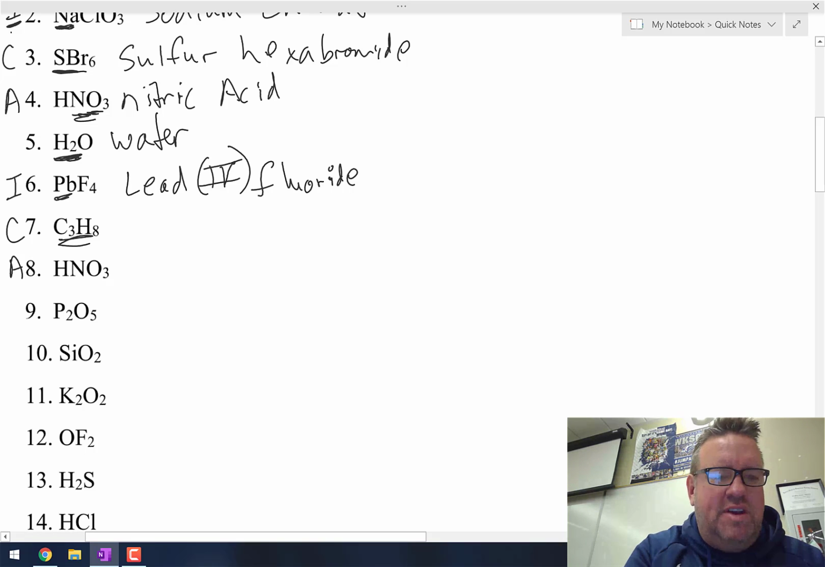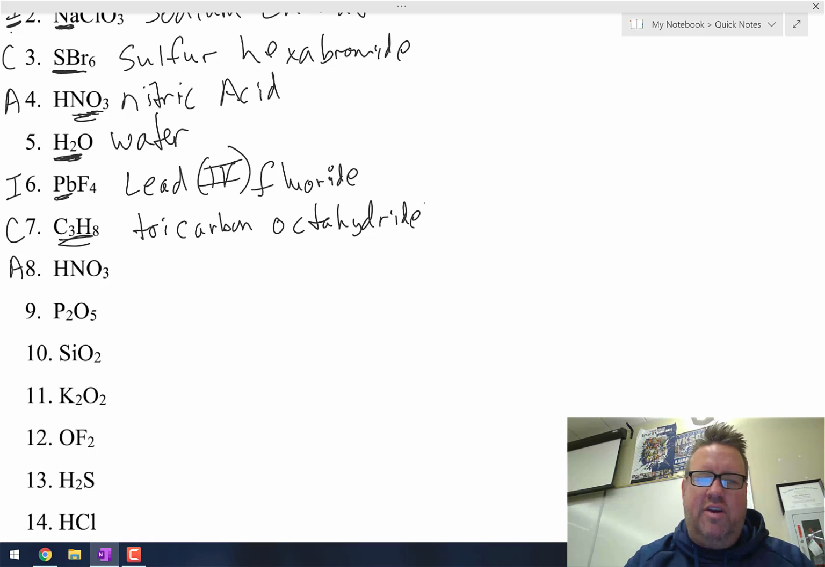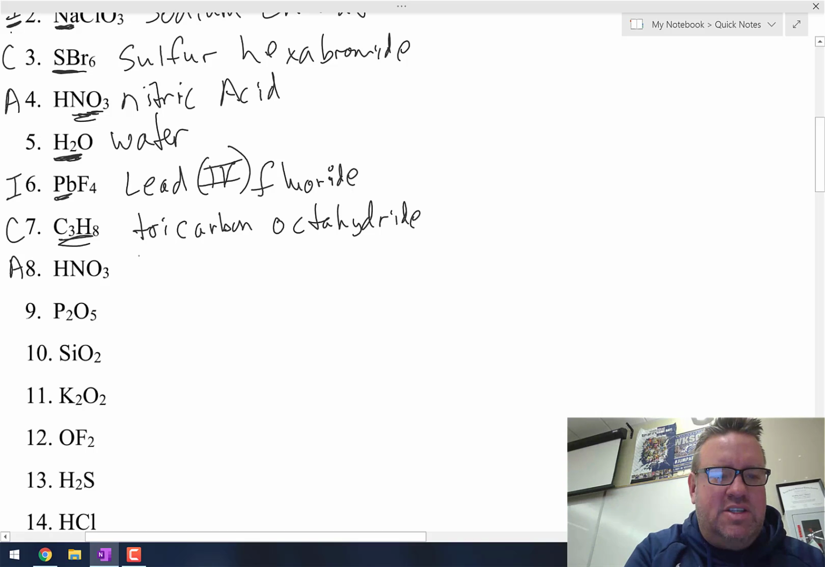Okay, number 7 is covalent. So we're going to go tricarbon octahydride. And I will tell you, on these especially, if you look some of these up online, that's not the name they're going to tell you. They're going to tell you that C3H8 is called propane. Two different ways of naming things. Make sure you're using the one that we have learned in class.